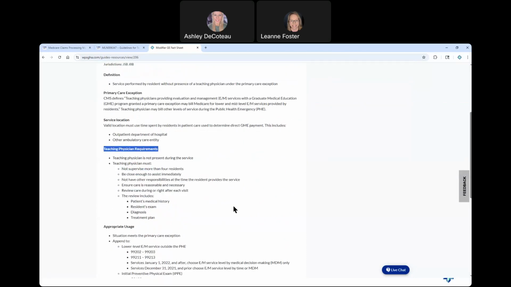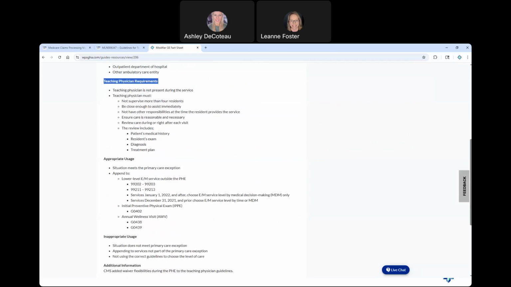Then I'm going to scroll down a little bit. And here we have appropriate usage, such as lower level E&M codes or annual wellness visits. Then we have inappropriate usage examples like billing for services that are not part of the primary care exception. And you will find appropriate and inappropriate use examples on most of our modifier fact sheets.